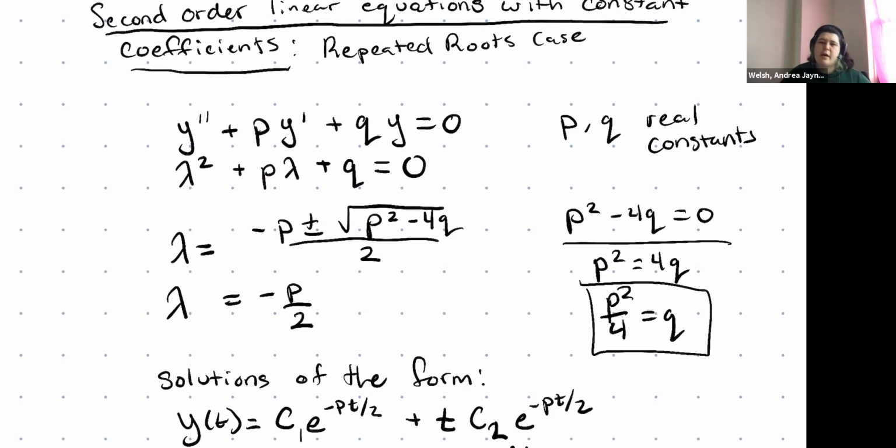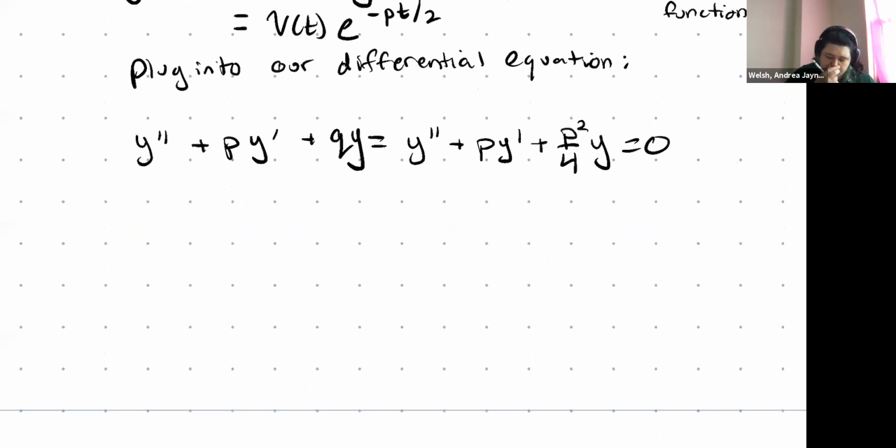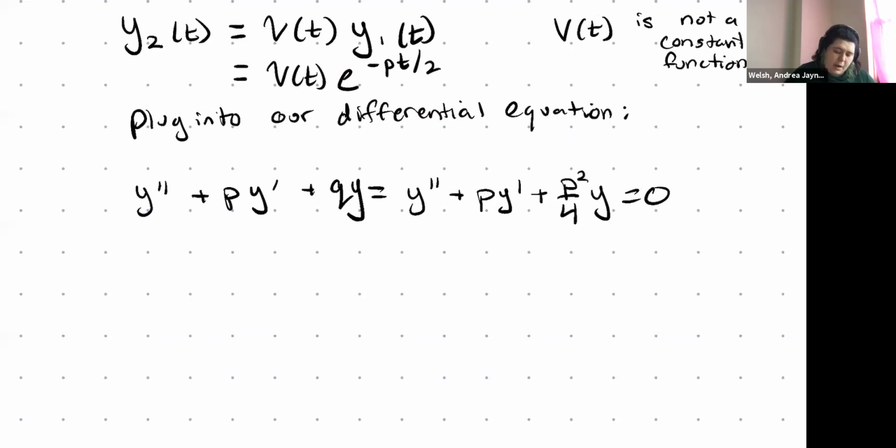Since I know that relationship between p and q, I'm going to use it here so that I only have to worry about p, and I don't have to worry about two different variables or two different constants in this case. And this will also help me get some simplification when I plug in my y2, because there's no q in my y2 right now.